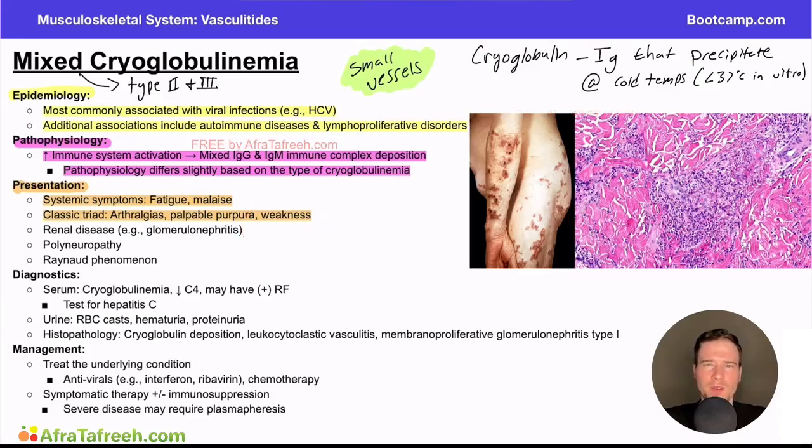What's another way we can differentiate these things? Well, in IgA vasculitis, it's typically in a younger patient. This is likely to be in more of a young adult or even an older patient. So again, there's a couple of key important points to compare and contrast some of these similar conditions.